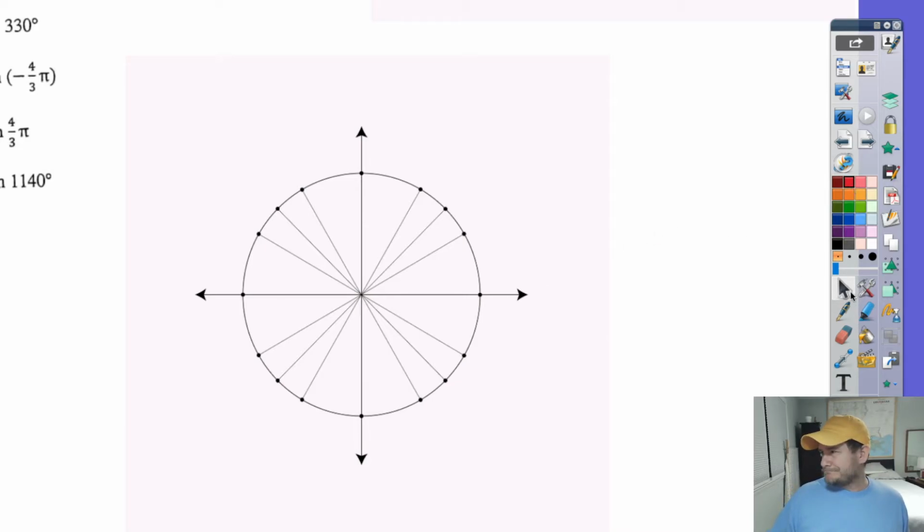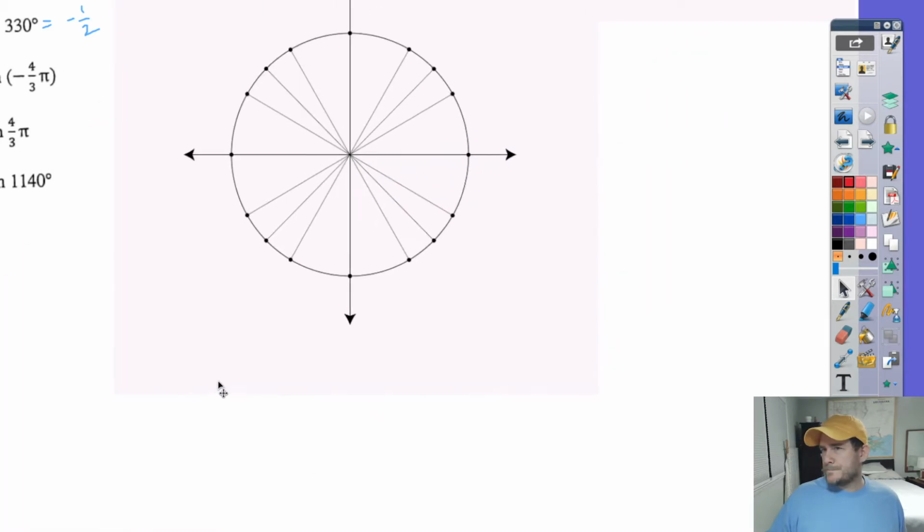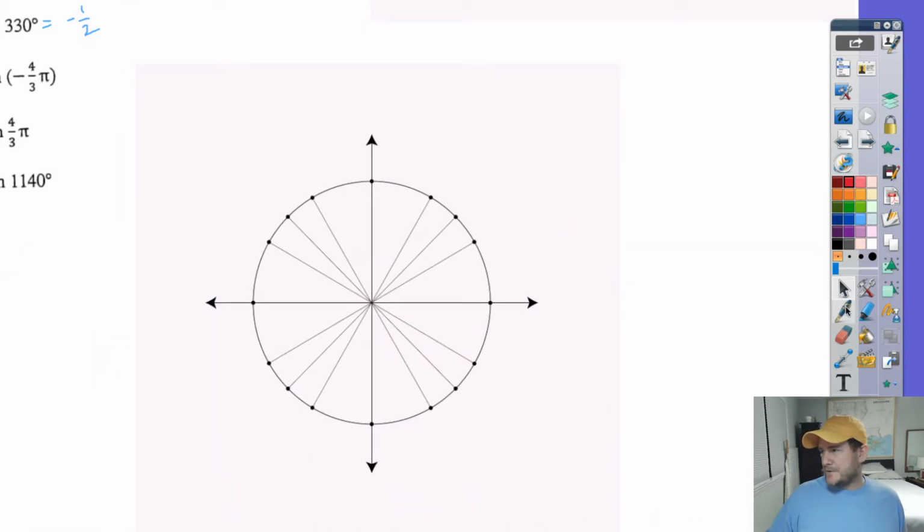All right, sine 330. That's 30 degrees less than 360, so I'm here. Sine is y, so negative a half. Next. Negative 4 pi over 3.